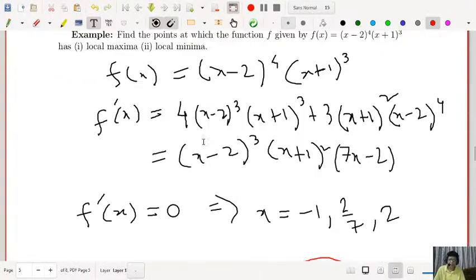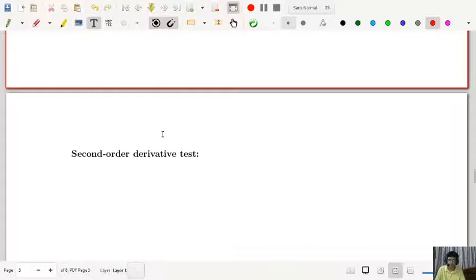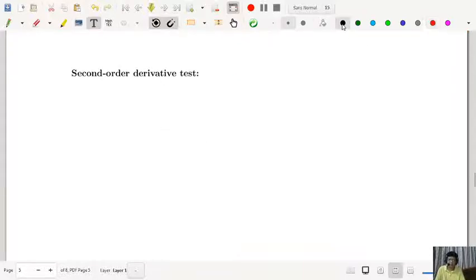Next, let us look at the second order derivative. What is the use of the second order derivative test? Before that, let me draw a diagram, because with the diagram we can explain everything.